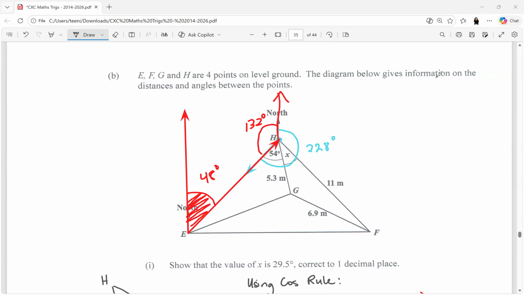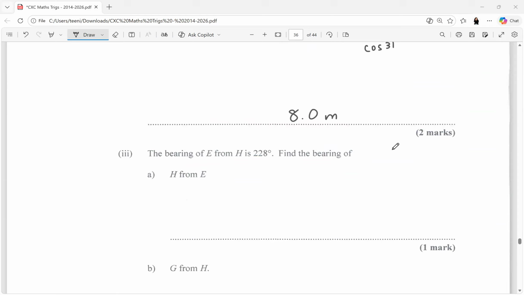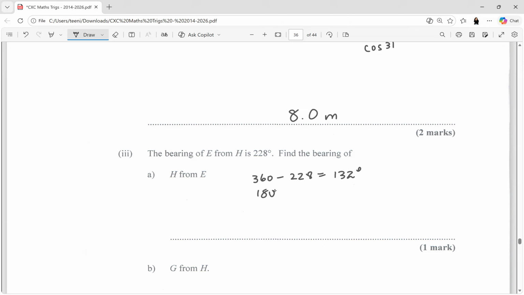Now let's write that in our solution. First it would have been 360 take away 228, which was 132. And then you would say 180 take away 132, which is 48 degrees. So the bearing of H from E is 48 degrees.